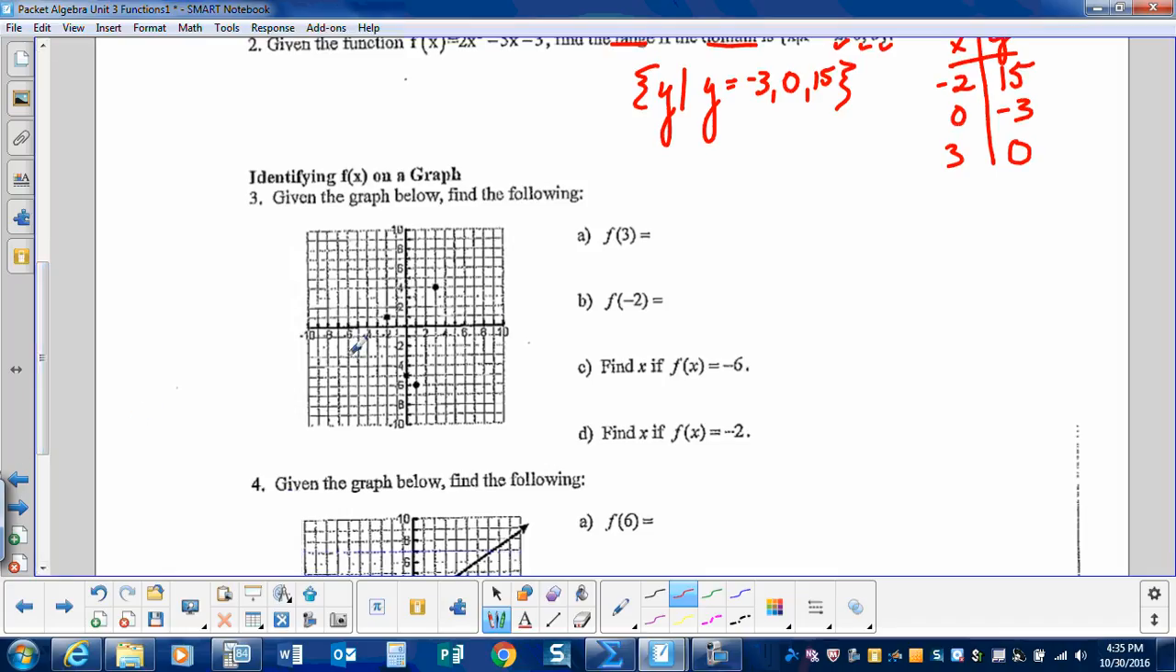So here we have this discrete graph, not connected points, and we're just going to identify the x or y value. So f of 3, when x is 3, y is 4. When x is negative 2, y is 1. Now find x if f of x is equal to negative 6. So if y is negative 6, x is 1. And find x if f of x is equal to negative 2. So when y is negative 2, x is negative 5.